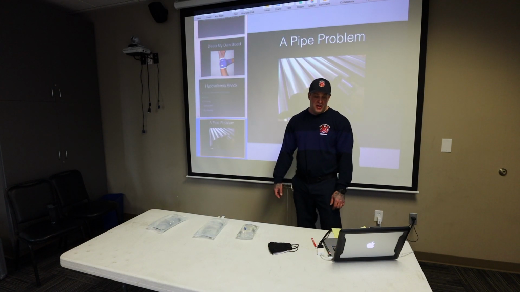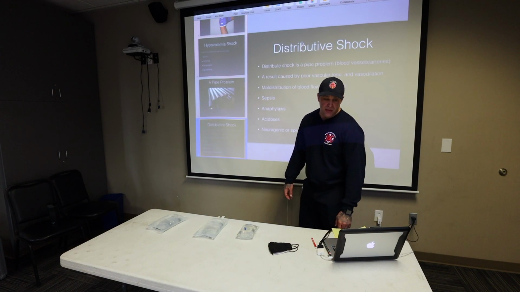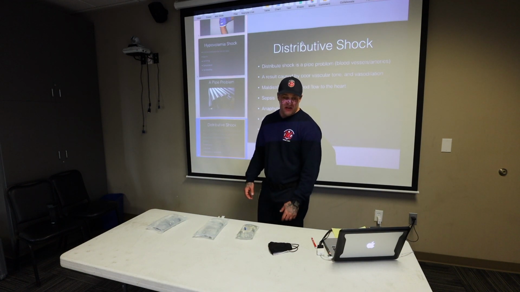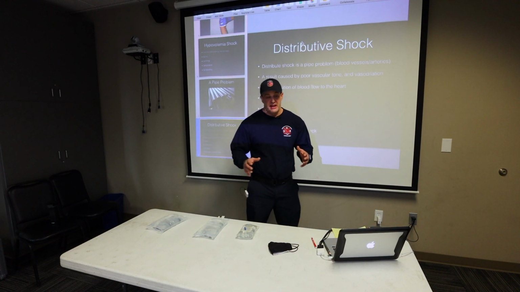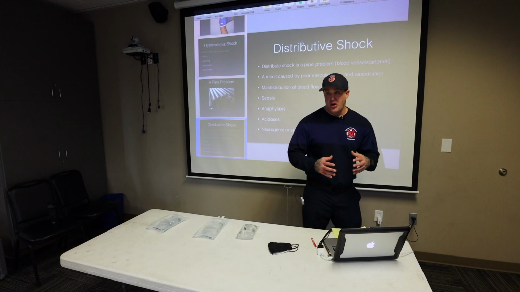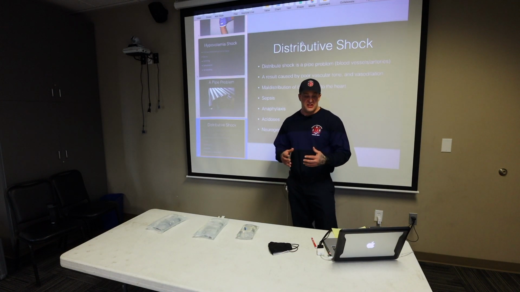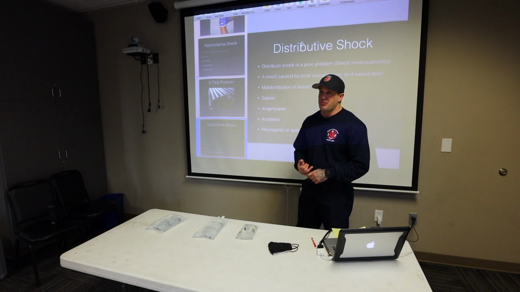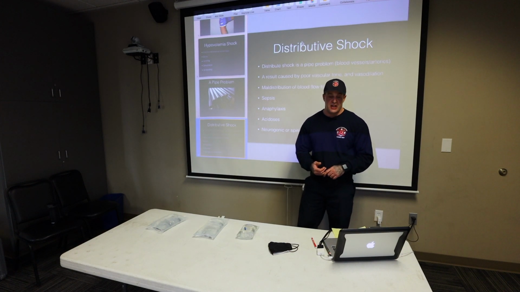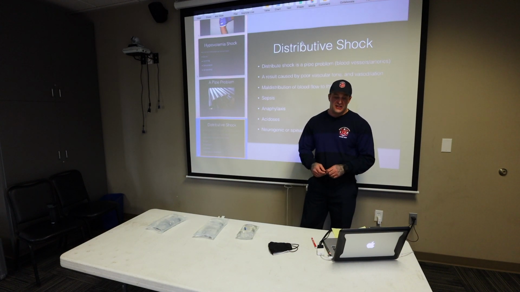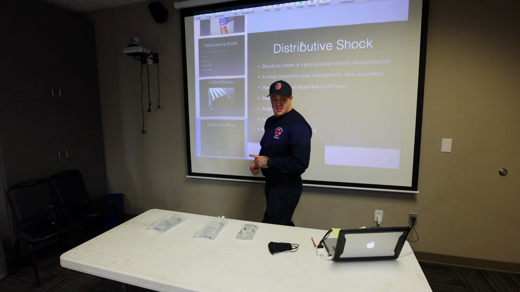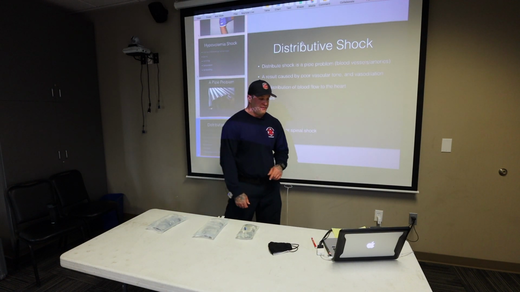Then we have a pipe problem. This is going to be distributive shock. This is going to cause the vessels or arteries to dilate, where there's not enough volume to keep the heart circulating. There's a problem with the circulation in the body. Sepsis is a prime example of that. Anaphylaxis is another example. Acidosis causes it as well, and neurogenic and spinal shock.